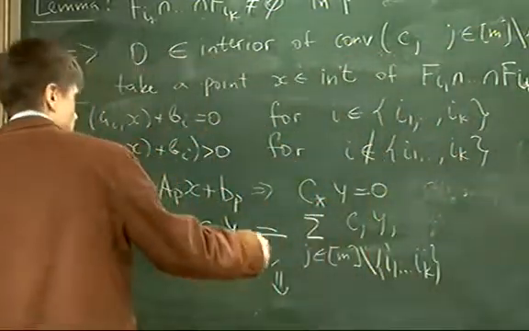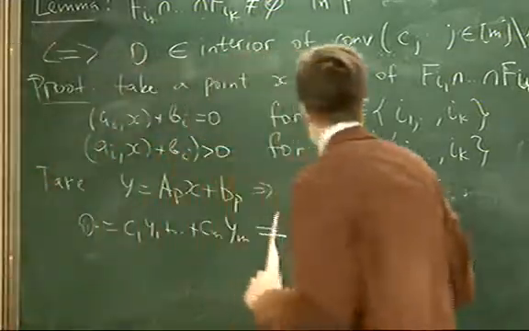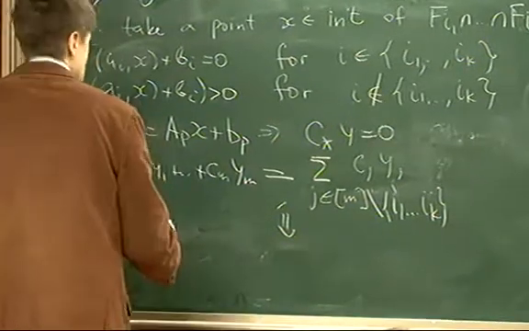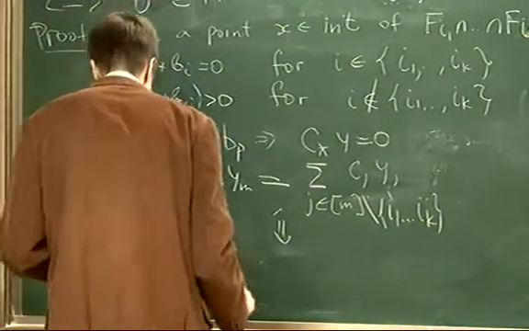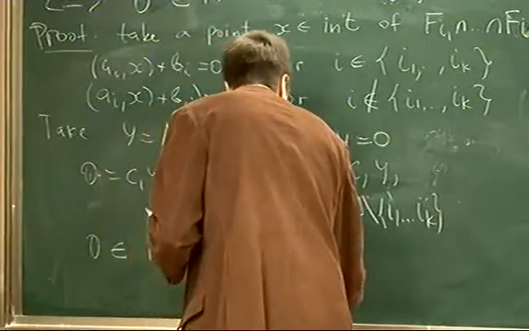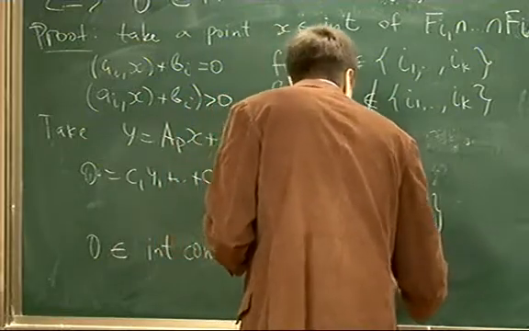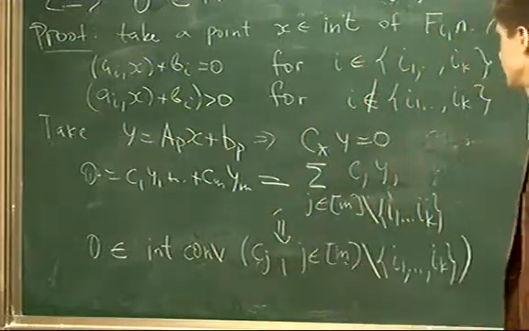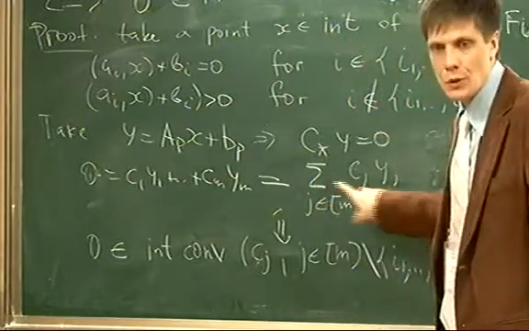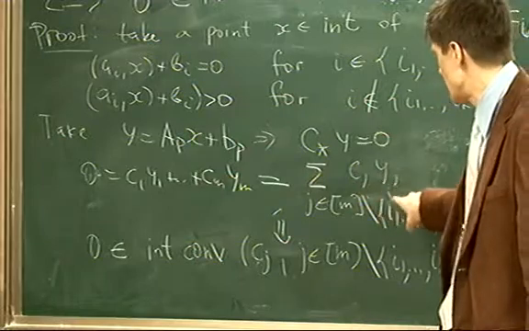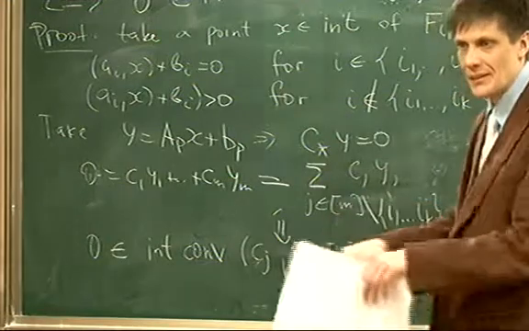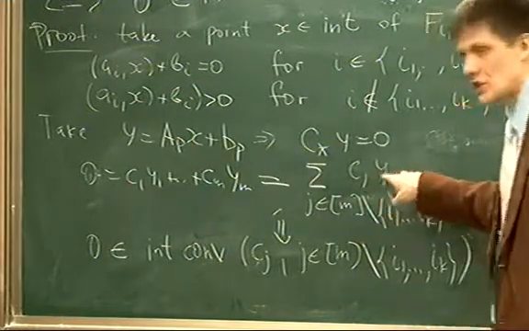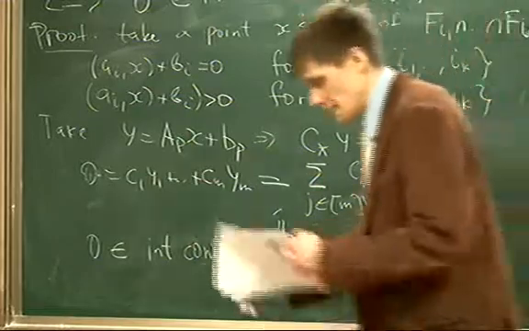So then you can divide by the corresponding number so that they sum up to 1. That means exactly that 0 belongs to the interior of the convex hull of those c_j. You can make this convex linear combination by dividing. So that's a combination of c_j with positive coefficients, and the sum is 1, right? That's exactly the convex hull, and the interior of the convex hull, because the coefficients are not just non-negative but positive. That means the interior.